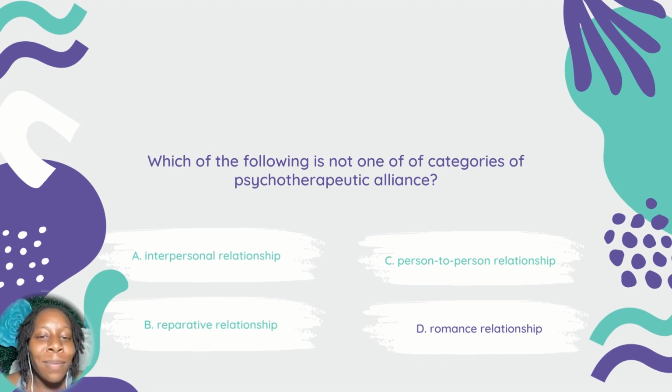And in order for you to develop a psychotherapeutic relationship, you have to have interpersonal relationships with this person. You have to be able to have a reparative relationship if you cause harm or if there's some tension or some friction happening within the session. And person to person: Do I understand you? Do I see you? Do I respect you? Do I accept you? Do I do all the things?